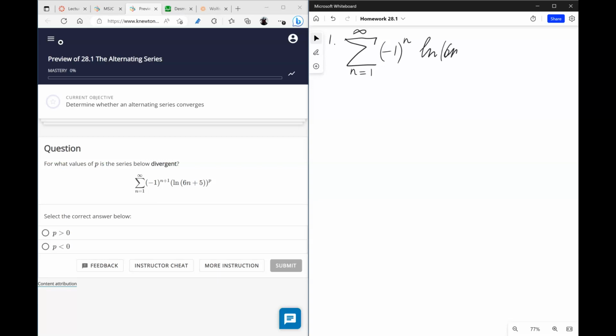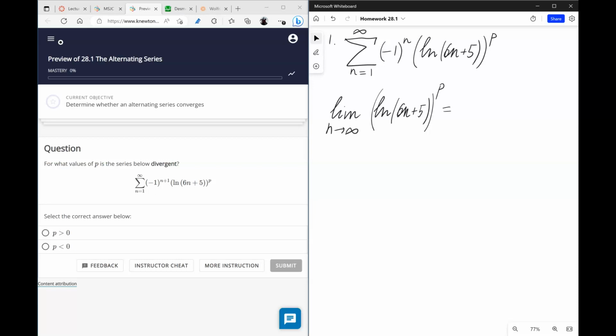So we have ln raised to the power p, and we're going to set up the alternating series test by setting up this limit as n goes to infinity. We're going to take the ln of 6n plus 5 raised to the power p, and we need to find out when this is equal to 0, because that's when we will conclude that the series converges, and otherwise it will diverge.